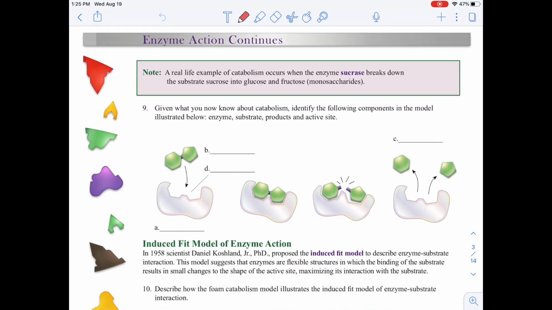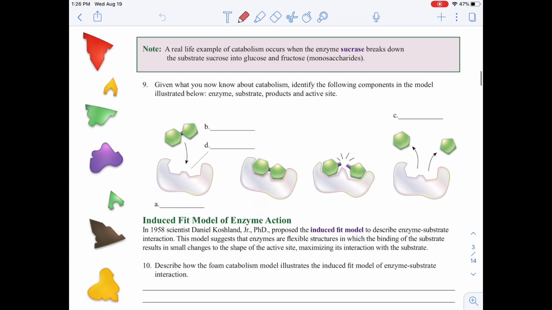It says, note, a real-life example of catabolism occurs when the enzyme sucrase breaks down the substance sucrose into glucose and fructose, which are monosaccharides. Something to note is that enzymes almost always end in ASE, or ACE. And usually their names are describing what they break apart or what they interact with. So sucrase breaks down sucrose into two smaller pieces. It says, given what you know about catabolism, identify the following components in the model illustrated below. So you need to label each of these: enzyme, substrate, products, and active site. Pause the video now and label those.